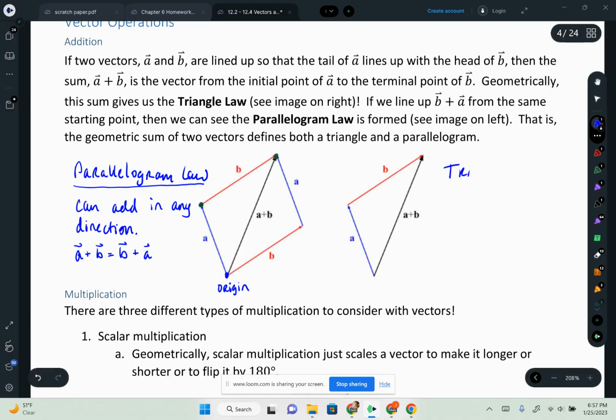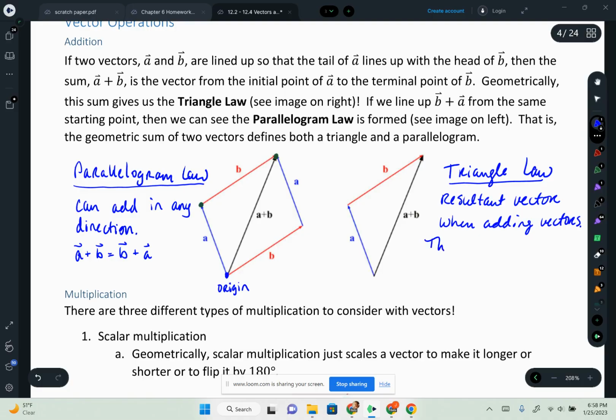The triangle law. Now, the triangle law is just the resultant vector, so it's not focused on this commutativity of addition. The triangle law shows you visually the resultant vector when adding vectors.